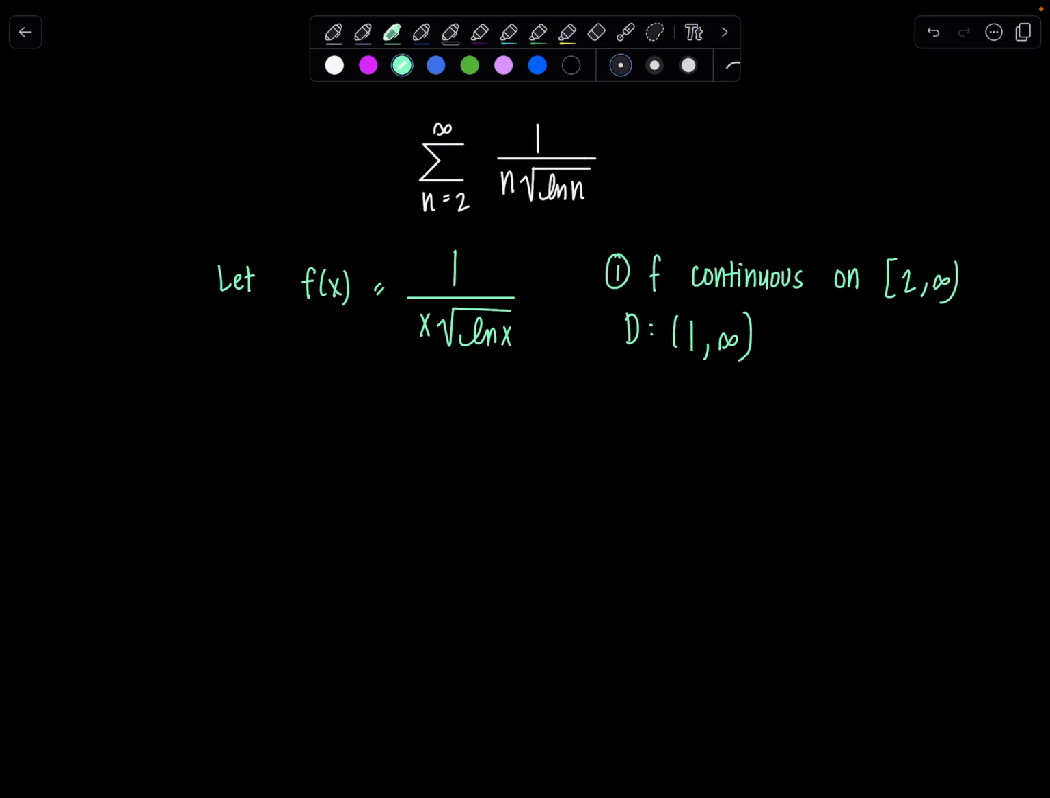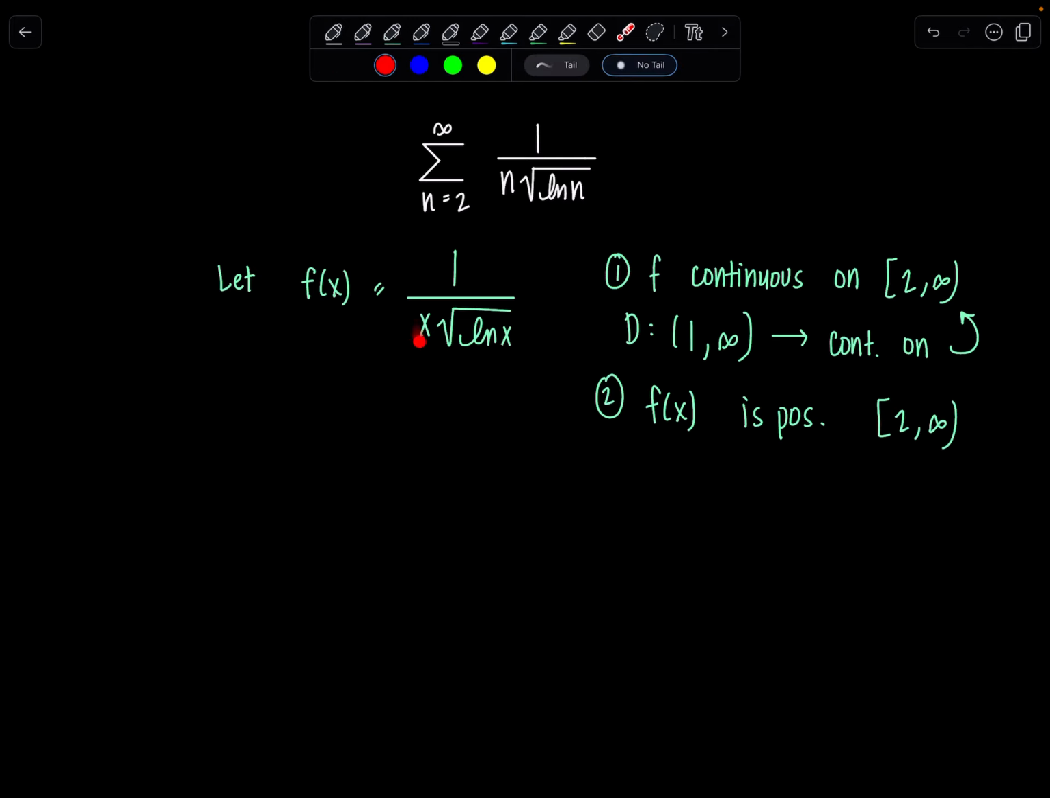And we have a theorem earlier in Calculus 1 that logarithmic functions, rational functions, etc. are continuous on their domain. So if the domain of my function is 1 to infinity, it's continuous on 1 to infinity, so therefore it's continuous on the given interval that we need. That's fine. The second thing we need to check is that f of x is positive on the interval from 2 to infinity.